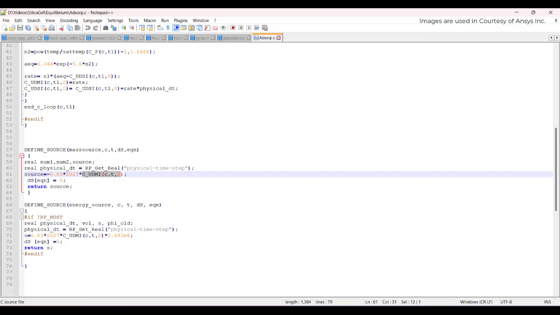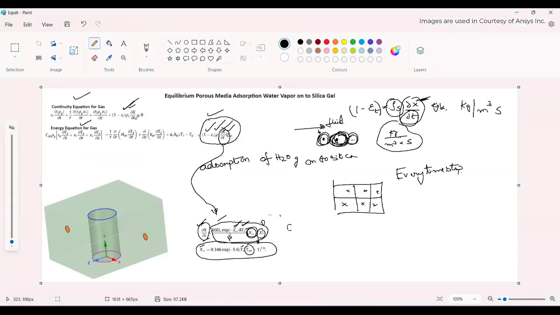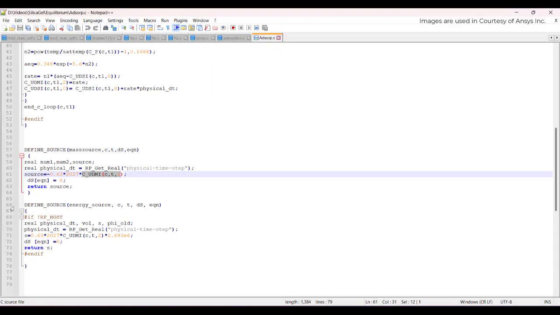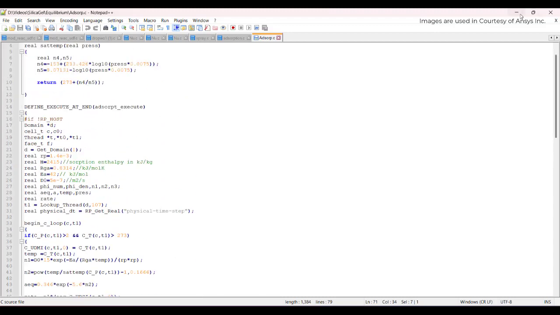As you know, the source term is dependent on dou x by dou t, rho s, and 1 minus epsilon t. Here my 1 minus epsilon t is 0.67. It means epsilon t is 0.33. Sorry, it is 0.37, and this is 0.63. Okay, that is what I have substituted here. And the density of silica gel is 2027, and C_UDMI(c,t,2). Similarly, for the energy source, everything repeats with the heat of adsorption, that is 2.693 e power 6, right? So this is the equation.